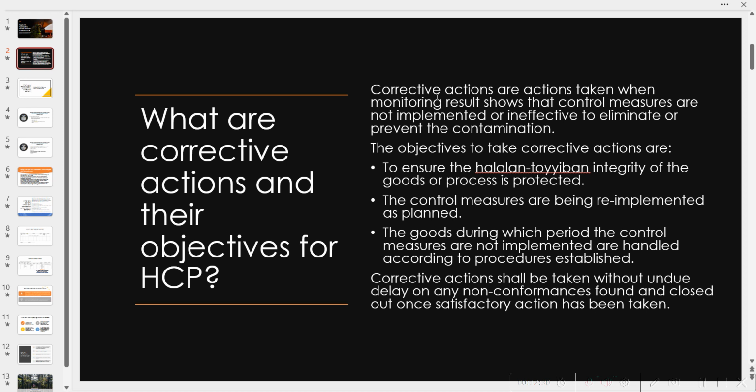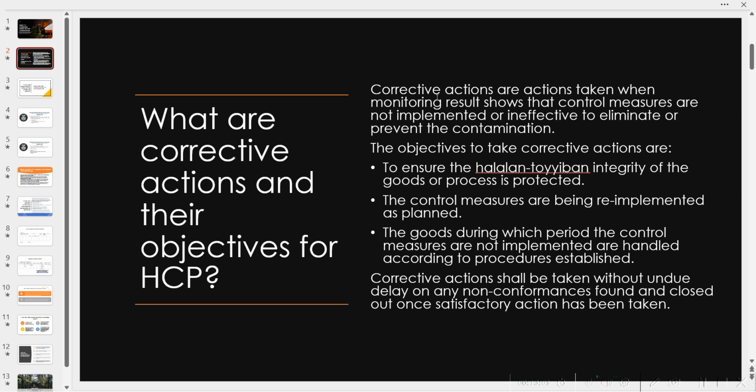Corrective actions shall be taken without undue delay for any non-conformance found, and closed out once satisfactory action has been taken. Okay, we go to this example. We do the monitoring of your chiller. Your chiller shall be operating well between 0 to 4 degrees. So while you monitor, you find there is a possibility that on the 5th day, the temperature will fall beyond 4 degrees. So what is your corrective action?